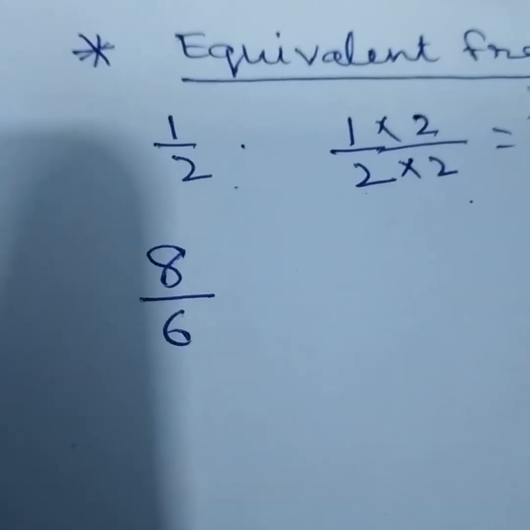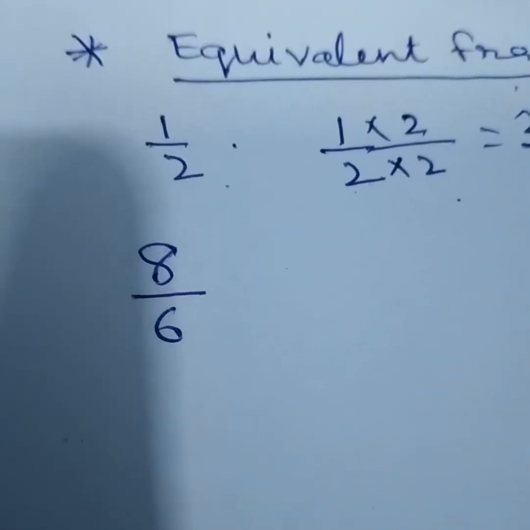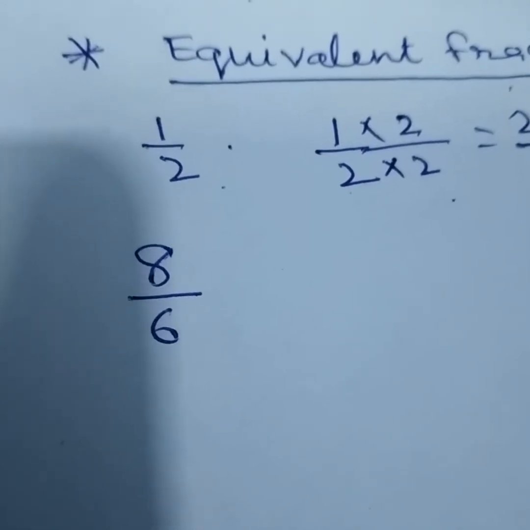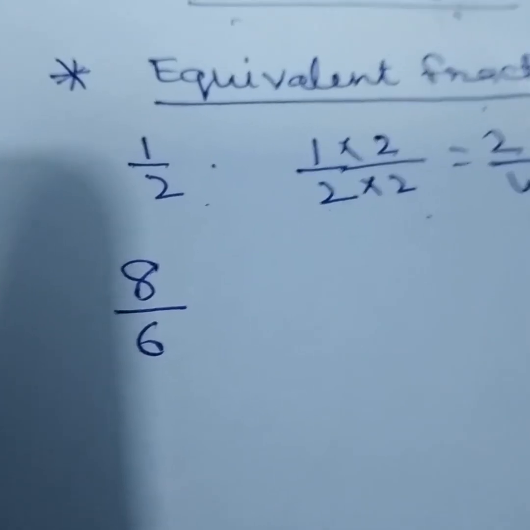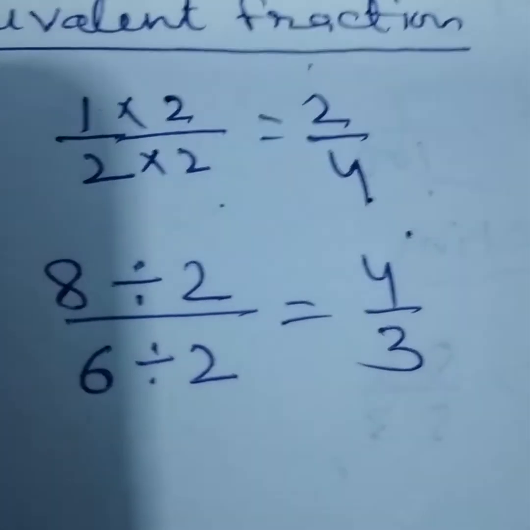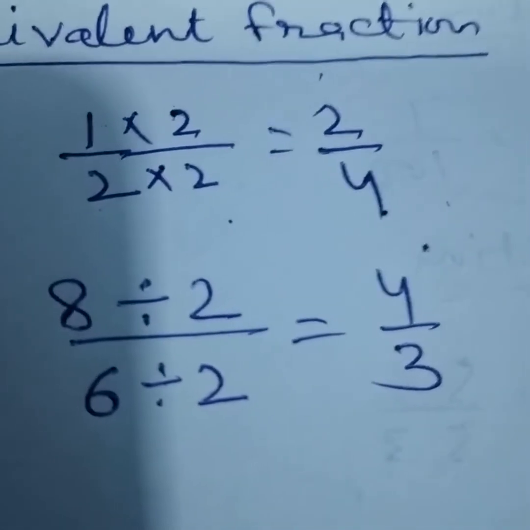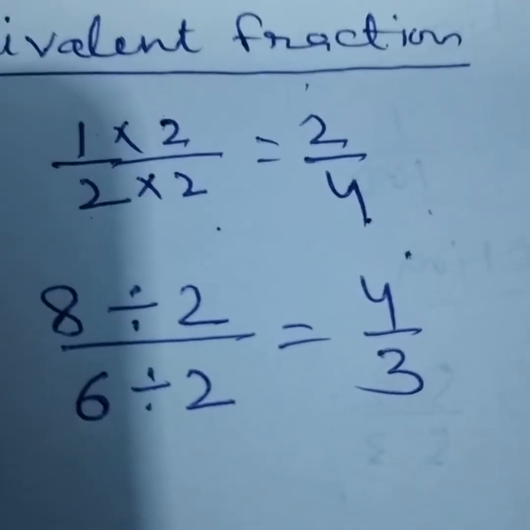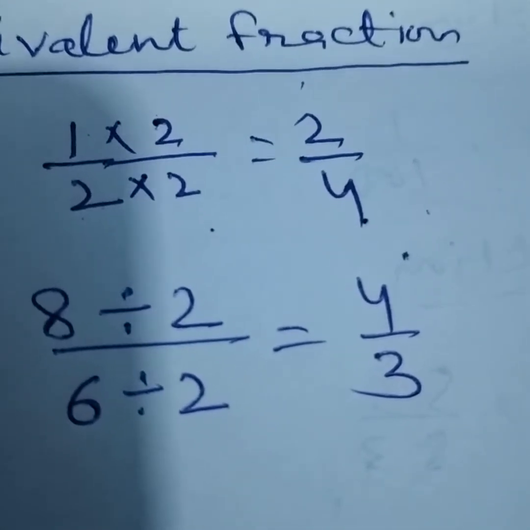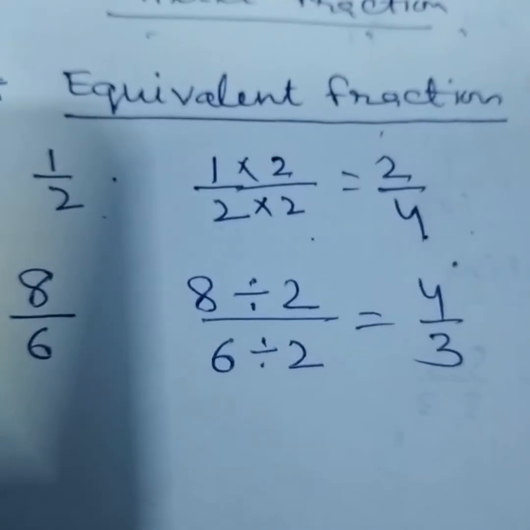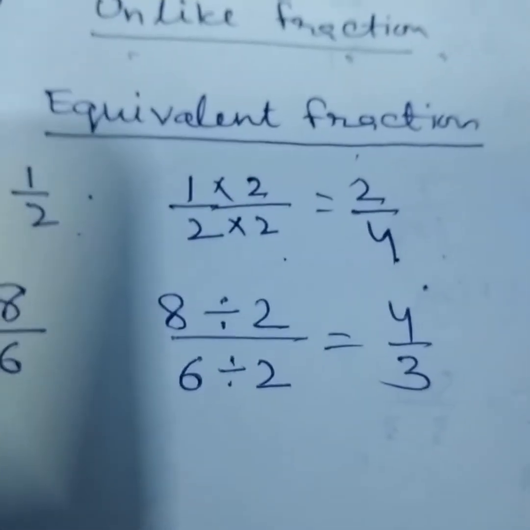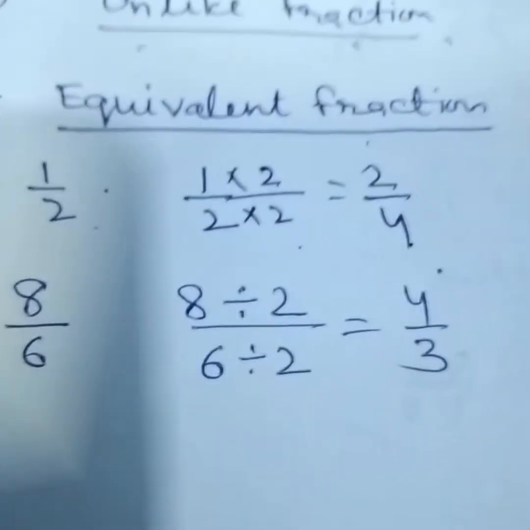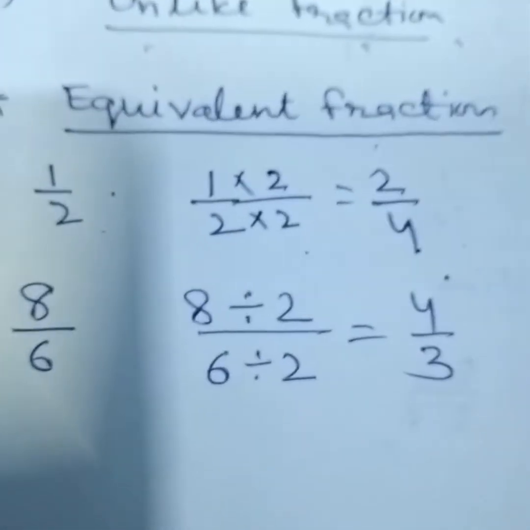The fraction is 8 upon 6. Now we are going to convert it into an equivalent fraction with the help of division. See children, 8 divided by 2 is equal to 4, and 6 divided by 2 is equal to 3. Means 8 upon 6 and 4 upon 3 both are equal. This type of fraction is called equivalent fraction.